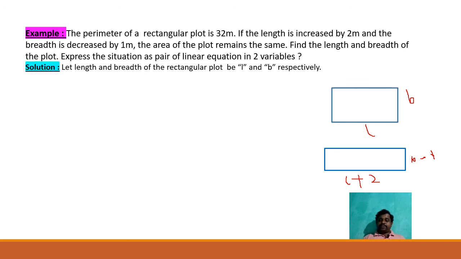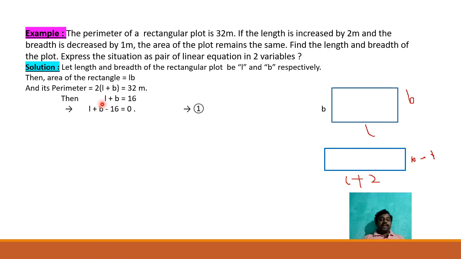Let the length and breadth of the rectangular plot be L and B respectively. Then the area of the rectangle is LB, length into breadth, and its perimeter is 32 meters. What is the formula for perimeter? 2 of L plus B is 32 meters. First, we can solve this. L plus B, this is into 2, it means divided by 2. 32 by 2 is equal to 16.